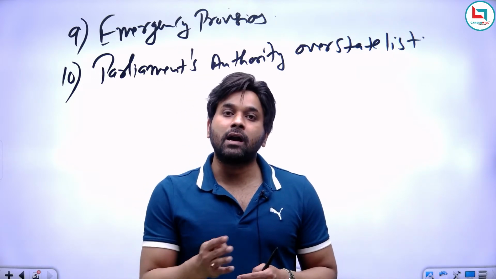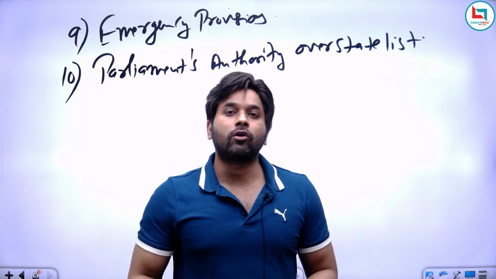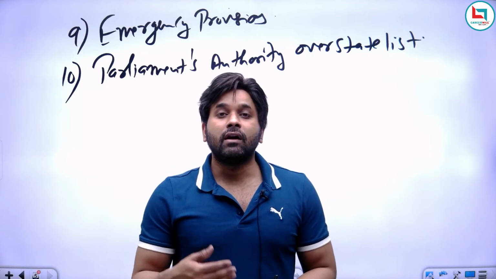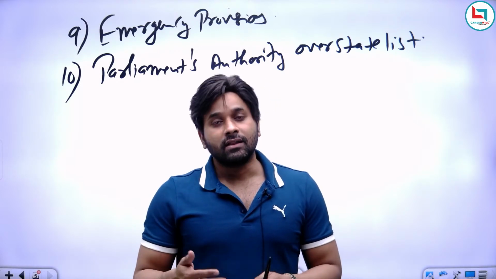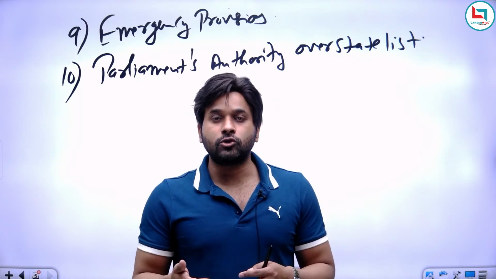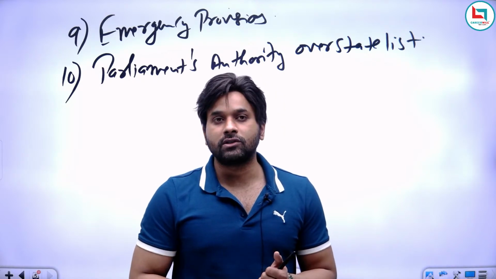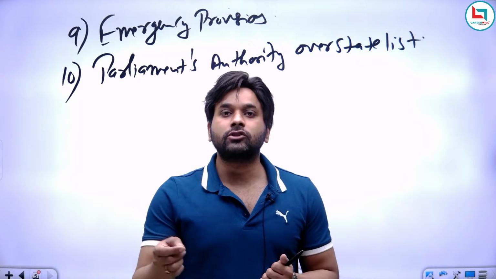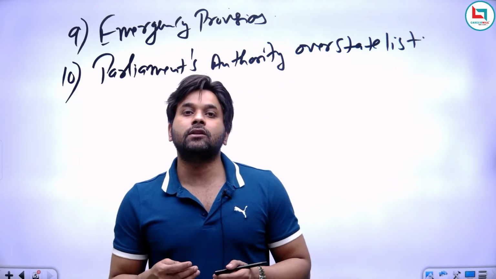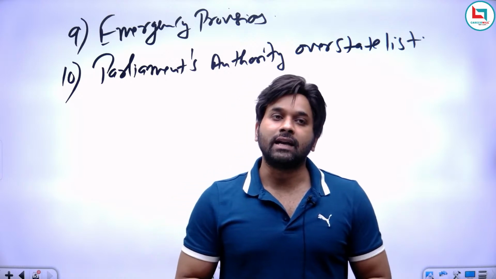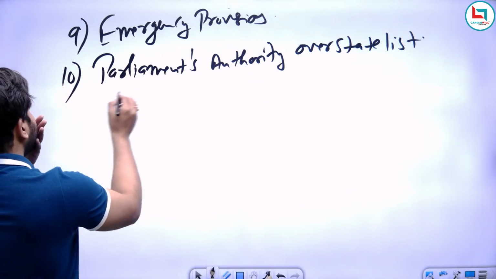Fourth is when Rajya Sabha under Article 249 passes a resolution, then parliament can make a law on a state subject. Then the fifth is in order to implement an international agreement. If the parliament wants to make a law on the state list for implementing an international agreement, then yes, the parliament has the authority. So these are the abnormal circumstances when the parliament gets the authority to make a law on a state list. All these conditions are discussed under this heading.